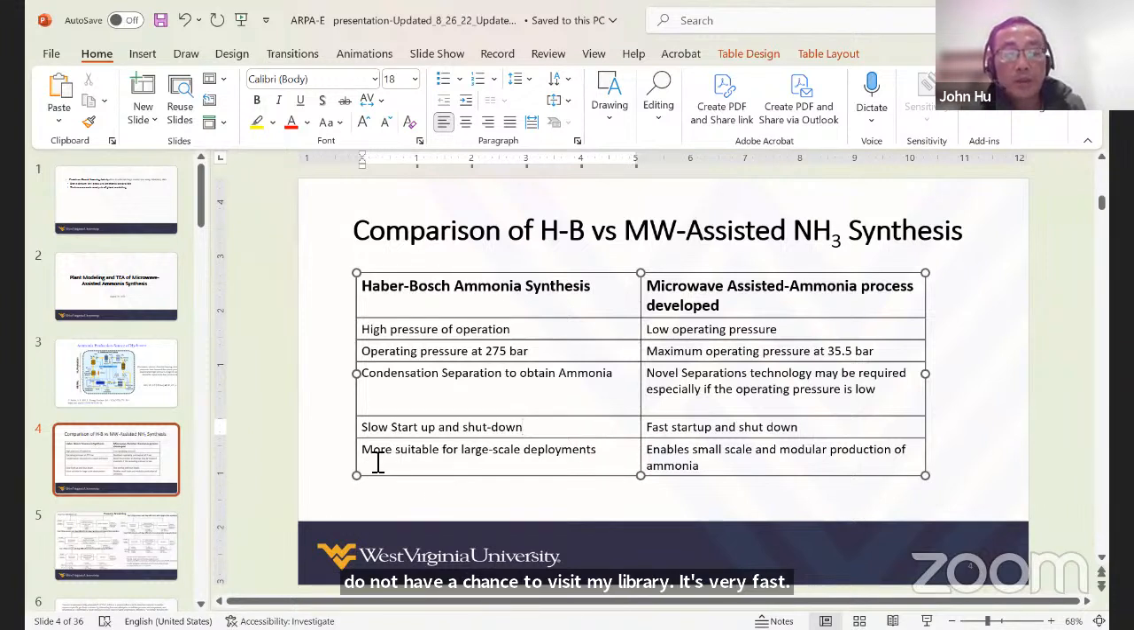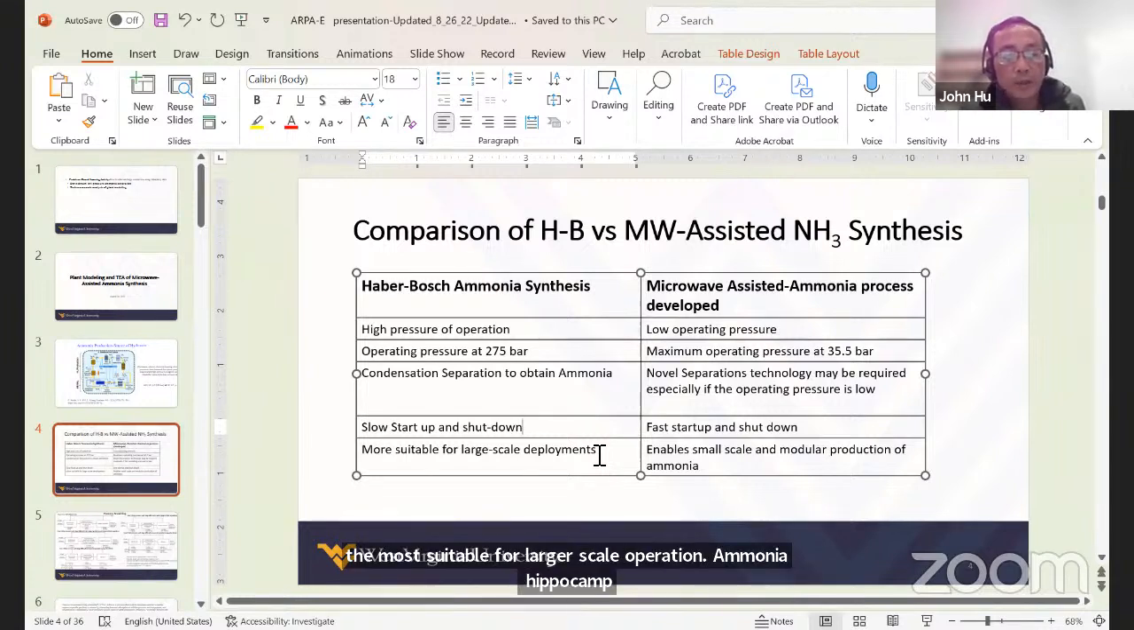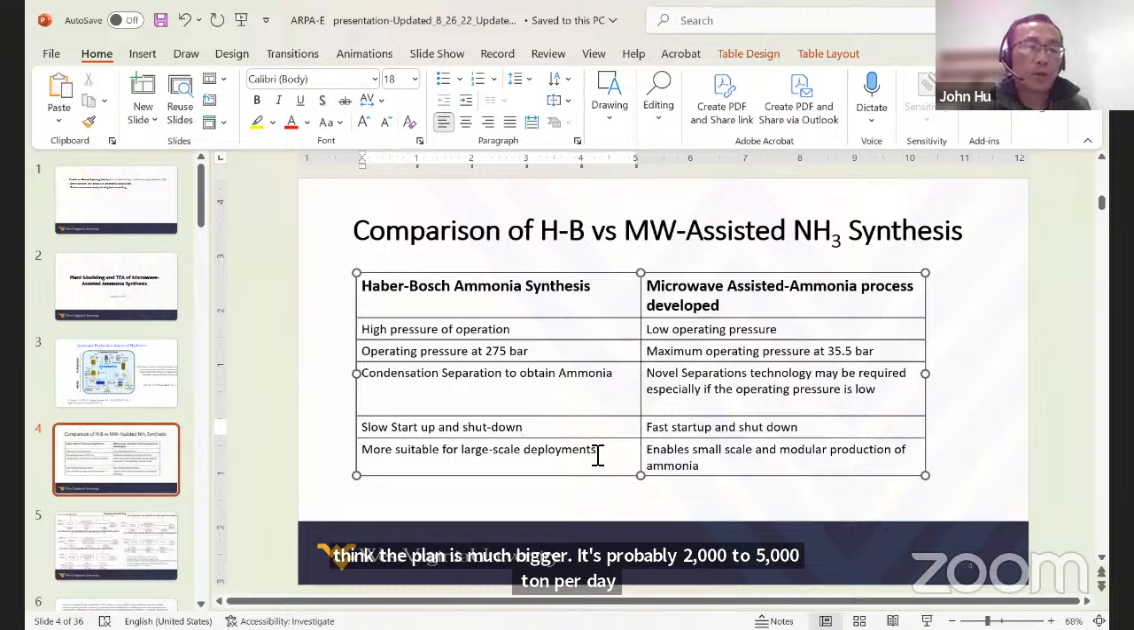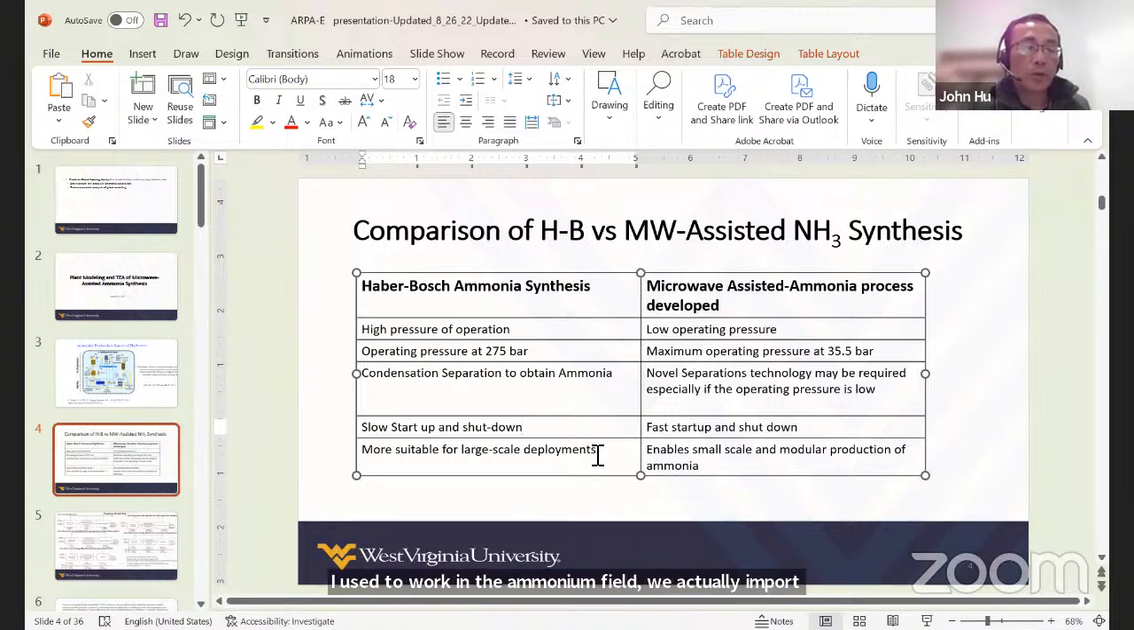And also the last feature: Haber-Bosch is most suitable for large scale operation. Ammonia Haber-Bosch plants are built very large. You're talking about 1,000 tons per day capacity. I'm pretty sure ammonia plants built in India using coal as a feedstock are much bigger, probably 2,000 to 5,000 tons per day. Because I used to work in this ammonia field, we actually import, the U.S. or around the world imports, ammonia from India. India actually is an ammonia or fertilizer exporter because of the low cost feedstock.